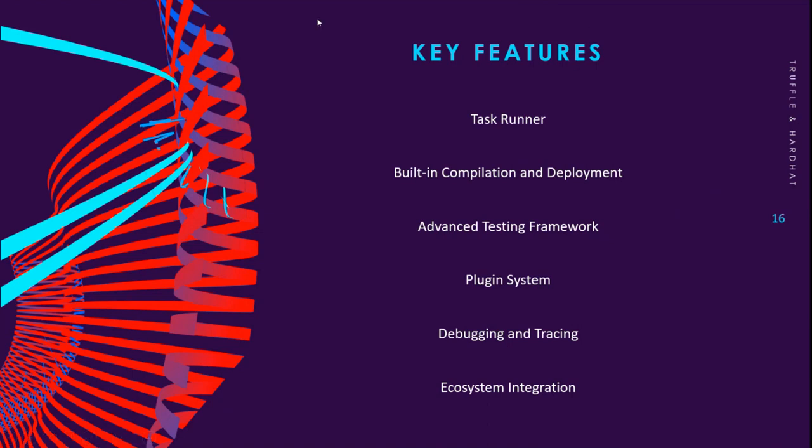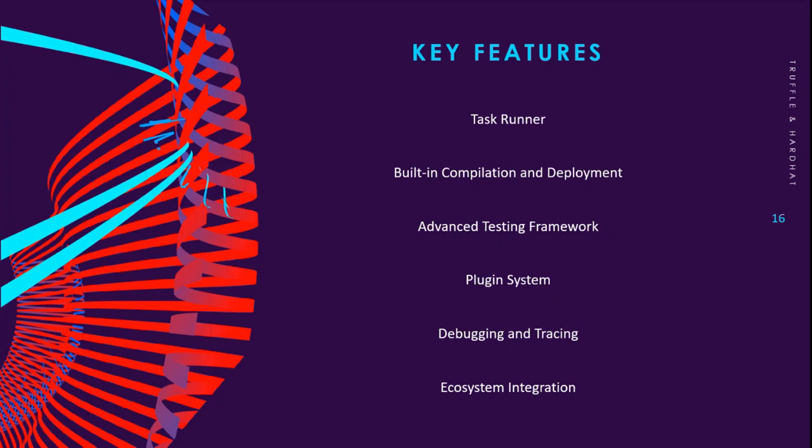The first main feature of Hardhat is the task runner. This can be used to automate various development workflows, such as compiling contracts, deploying contracts, and running tests. And this simplifies a lot the development and the management of complex projects. Then you have the built-in compilation and deployment feature. It provides a quite simple and intuitive way to manage contract deployment to many different networks.